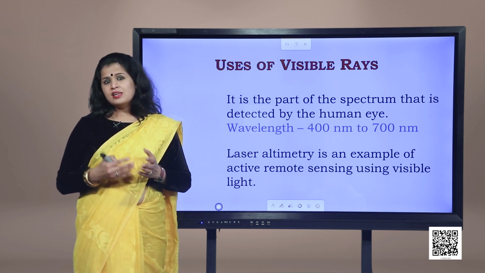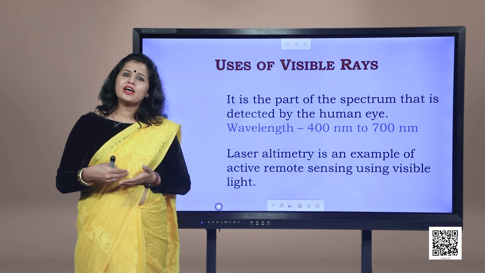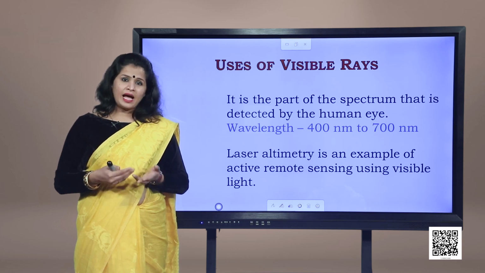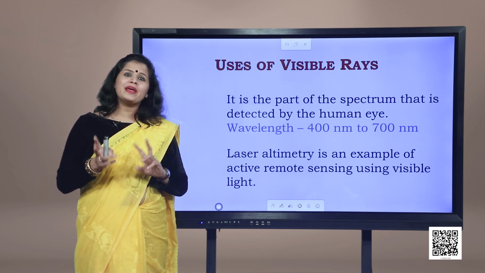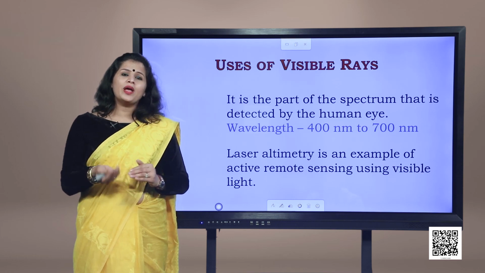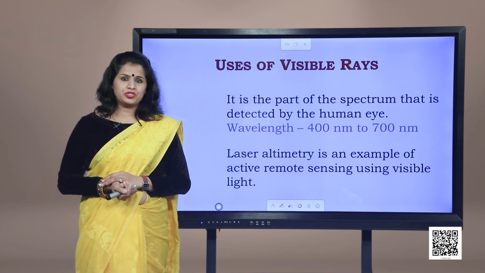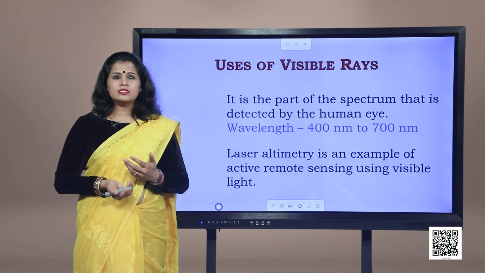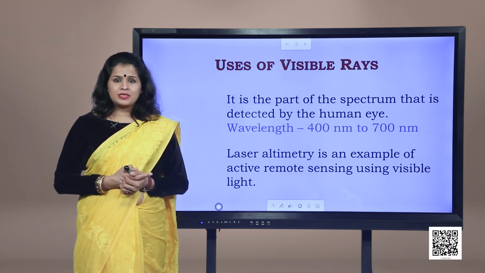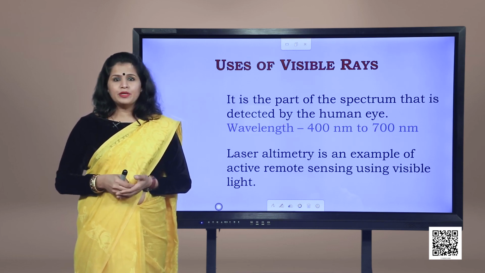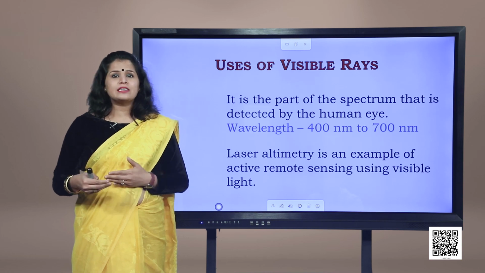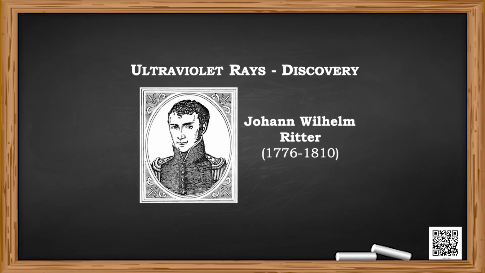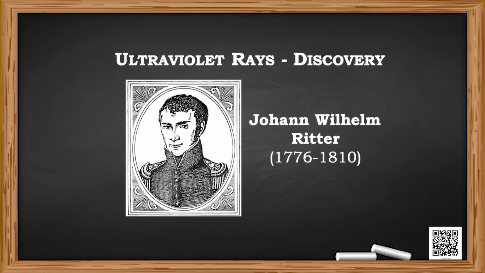For example, snakes can detect infrared waves, and the visible range of many insects extends well into the ultraviolet range. Other uses are in laser altimetry, and it is an example of active remote sensing using visible light. Let's move on to the next part, which is ultraviolet rays.